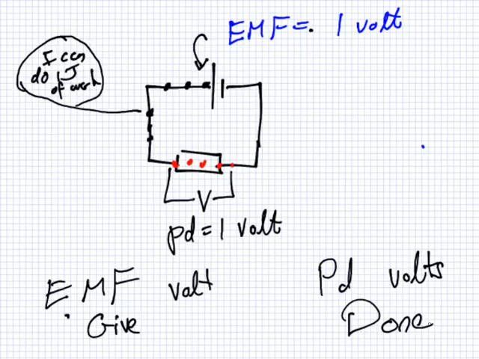So one more time, the EMF of 1 volt gives the 1 coulomb the ability to do 1 joule of work. But a PD of 1 volt means the 1 coulomb did 1 joule of work.